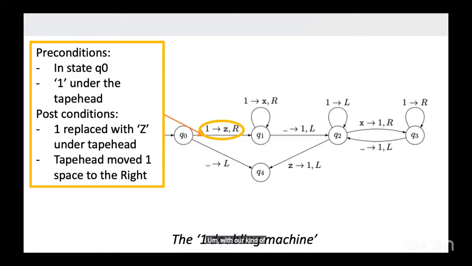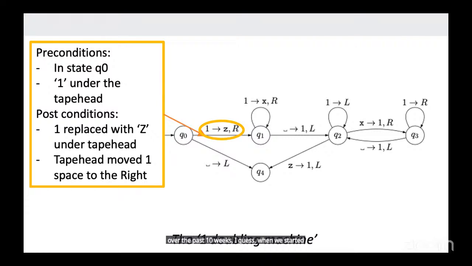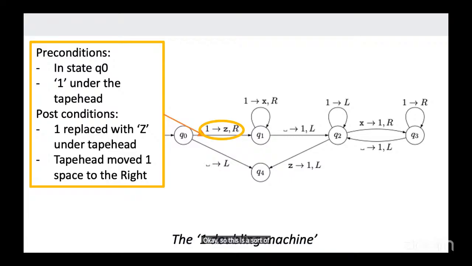We've sort of come full circle at this point. We've been very abstract for the past 12 weeks, or the past 10 weeks, I guess, when we started talking about this. And now we've come back to your laptop that you've been using since the first semester of first year. Okay, so this is a diagrammatic form of a Turing machine.